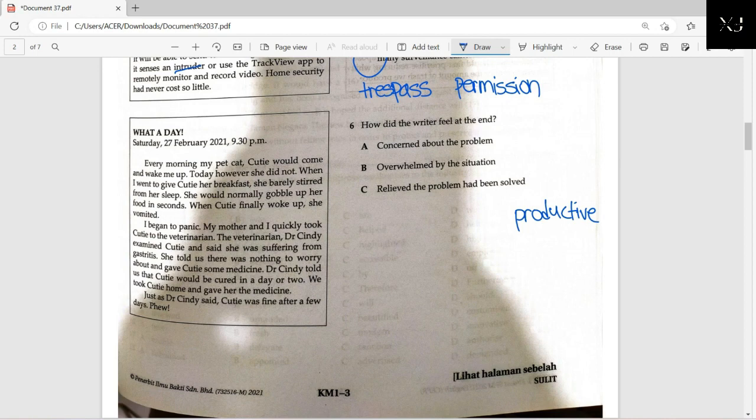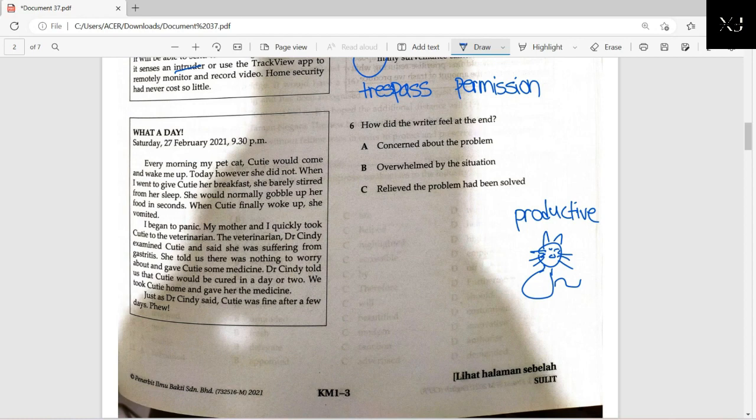Every morning my pet cat Cutie would come and wake me up. Today, however, she did not. Oh my god. When I went to give Cutie her breakfast, she barely stirred from her sleep. It means she's sleeping, right? So this cat is sleeping here, and this person went and disturbed the cat, and the cat did not wake up, so the cat barely moved. Barely means a little bit. Sometimes maybe you're sleeping in the middle of the night, you hear a noise, you wake up and you stir in your sleep also.